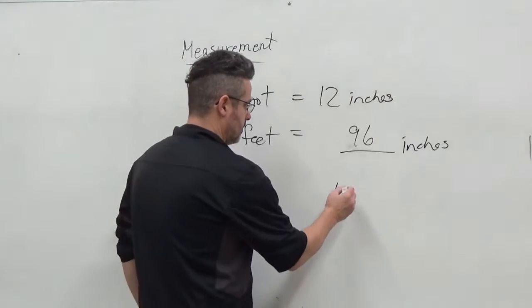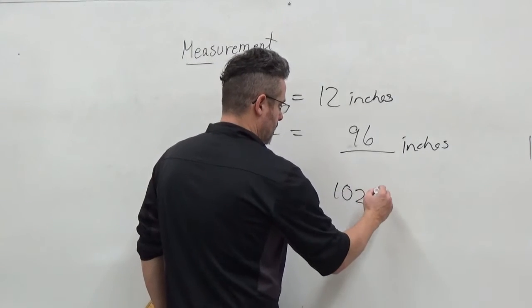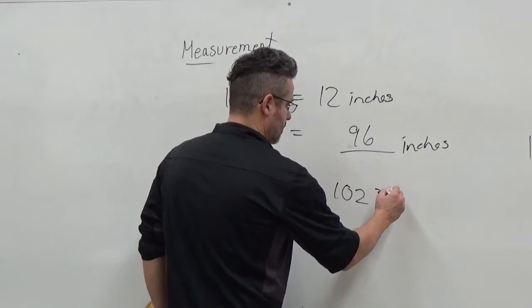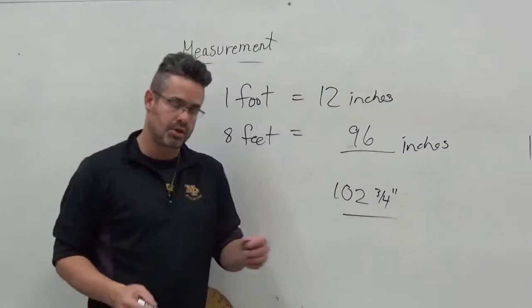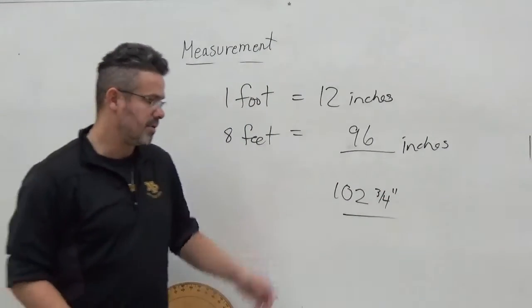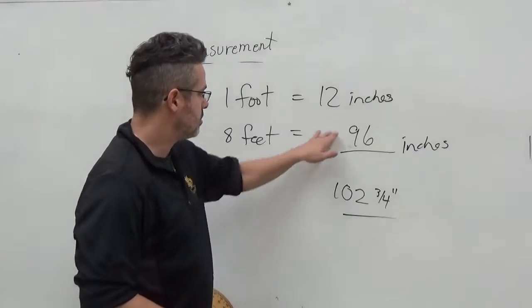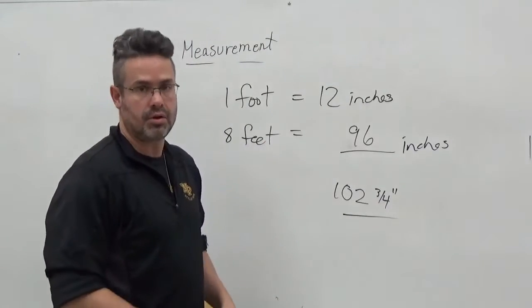So maybe it'll tell you it's 102 3/4 inches. Okay, and it'll ask you to go cut that, or maybe it'll ask you how many feet and how many inches. Well, you need to know your 12 times tables in order to be able to do that.